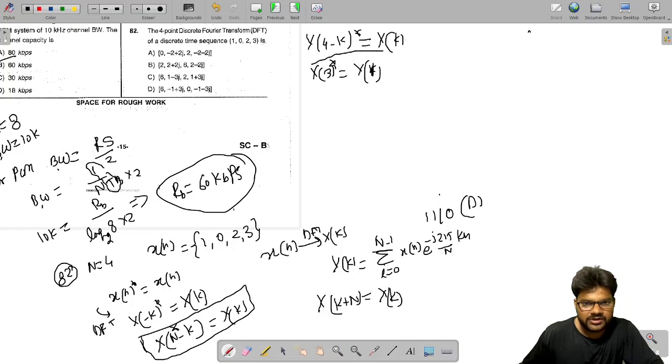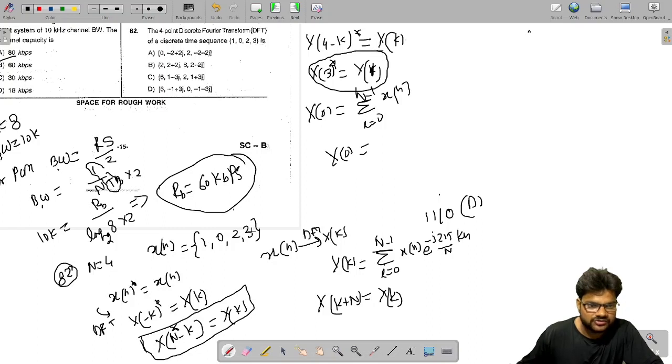Okay, let's hold this condition, and the other condition, you know that X of 0 is going to be the summation of n equals 0 to N minus 1 of x[n]. So add all the x[n] and you will get X of 0. So X of 0 is going to be the sum of all these: 3, 2, 5, 0, 5 and 6. So X of 0 has to be 6, right? So this will be wrong, this will be wrong. Either C or D will be correct. Now you got X of 0.